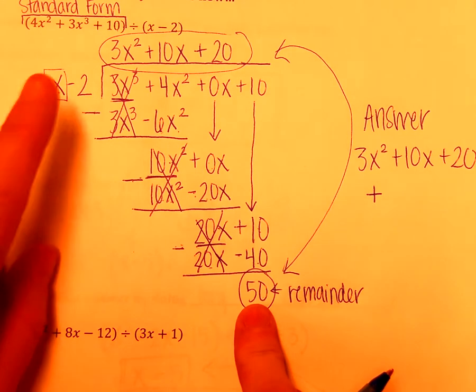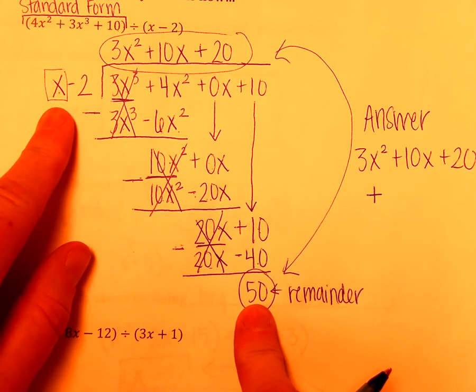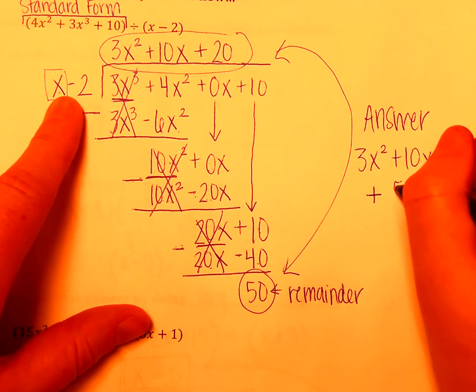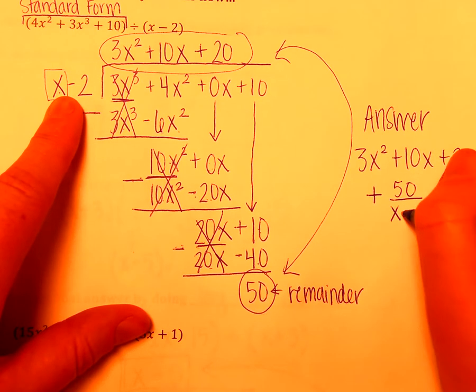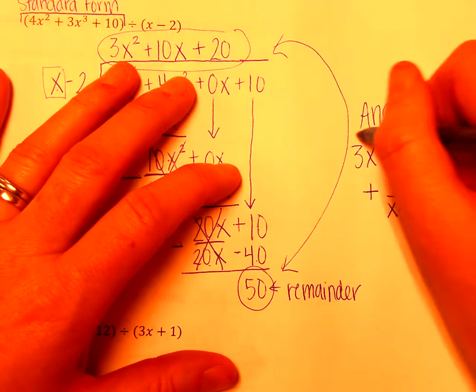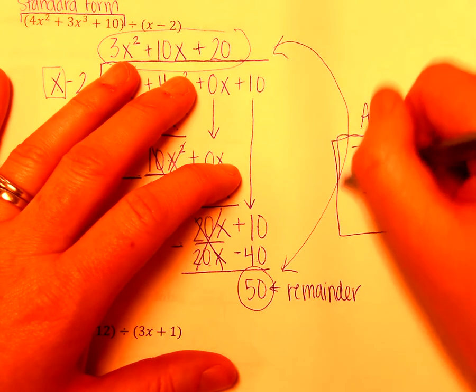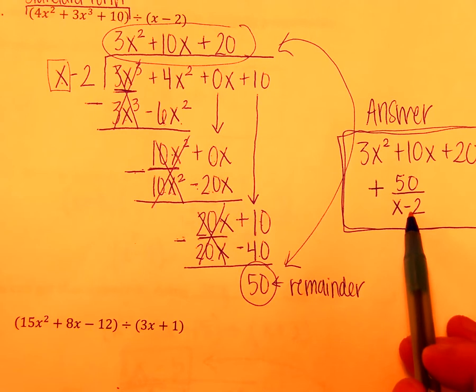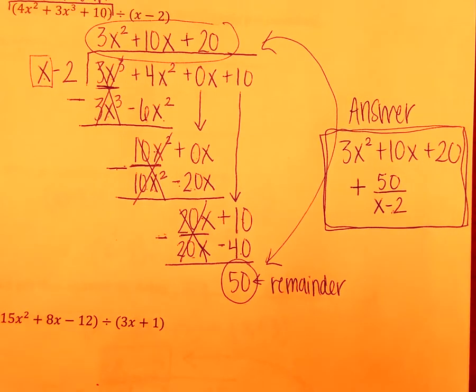I'm going to put that over what I divided by. So super weird, but I'm going to do 50 over this x minus 2. So plus 50 over x minus 2. And that's how you write your entire answer. So this is what the answer to the problem is. We just didn't have to do it in the last problem because our remainder was 0. So we didn't have to have that extra little weird piece on the end there.